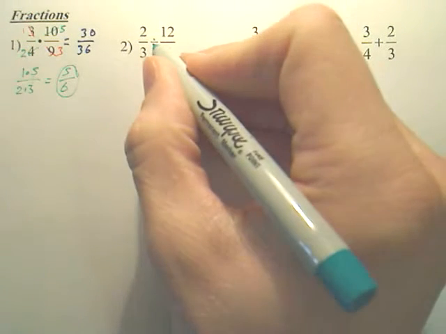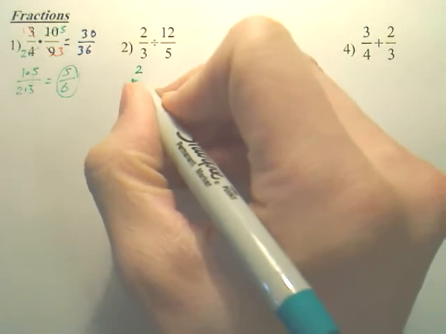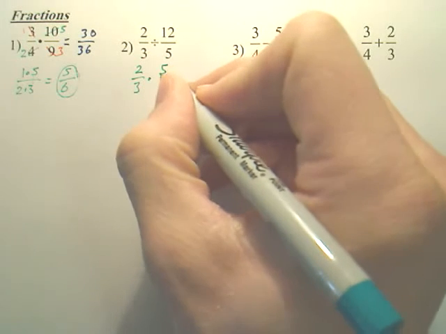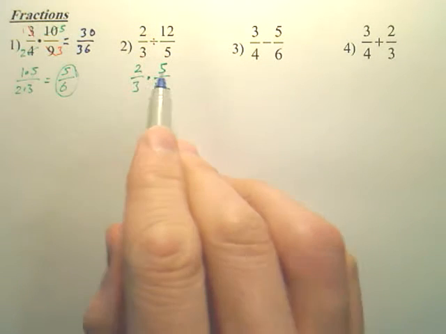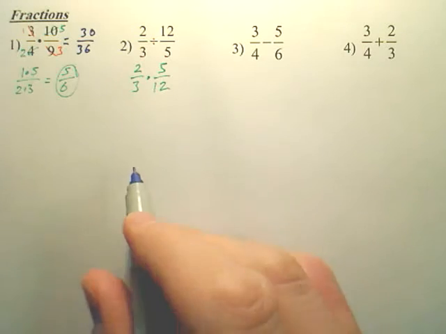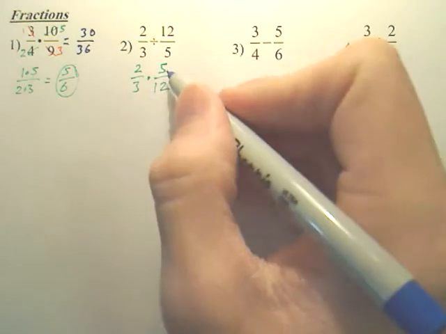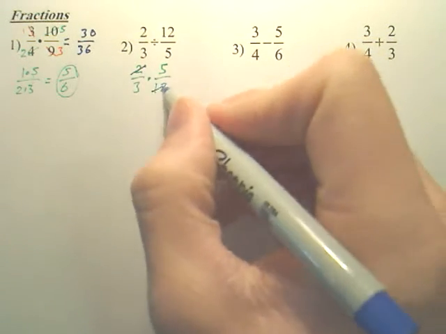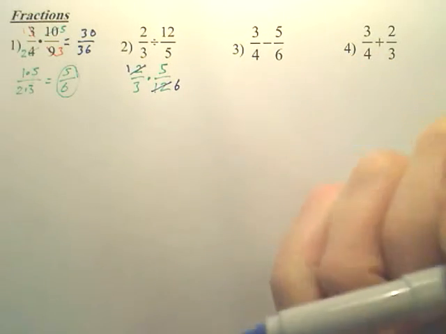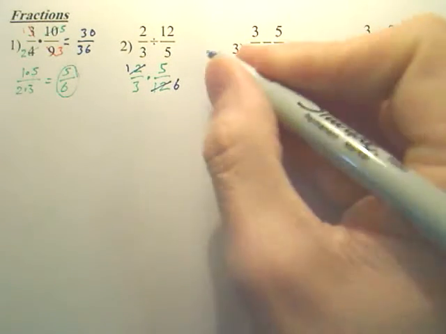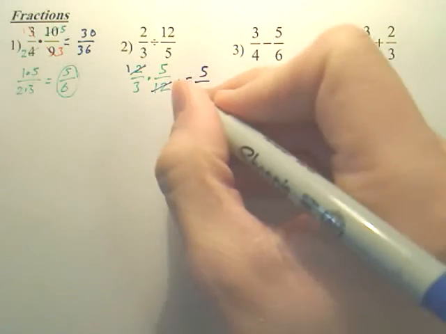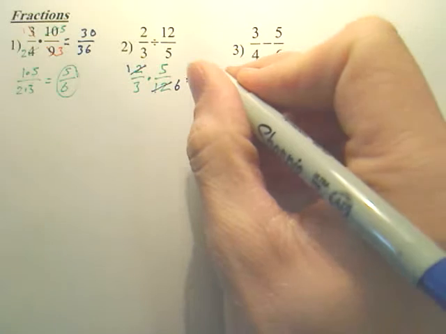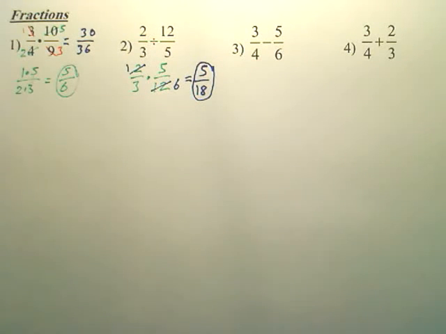Alright. Number 2, when you divide, the first step is to flip the second one. And now you're going to multiply. Now when you multiply these, again, you can multiply straight across, get 10 over 36, but does anything cancel? These don't cancel, but these do, leaving you 1 and 6. Nothing else cancels. We end up with 1 times 5 is 5, 3 times 6 is 18. 5/18.